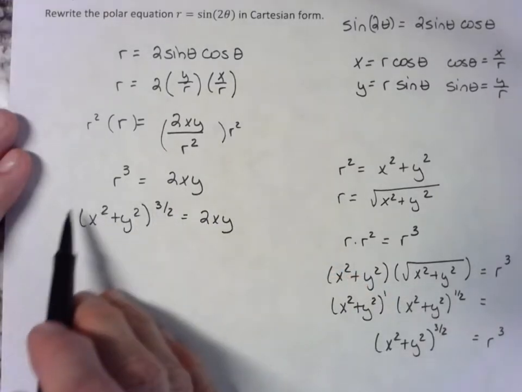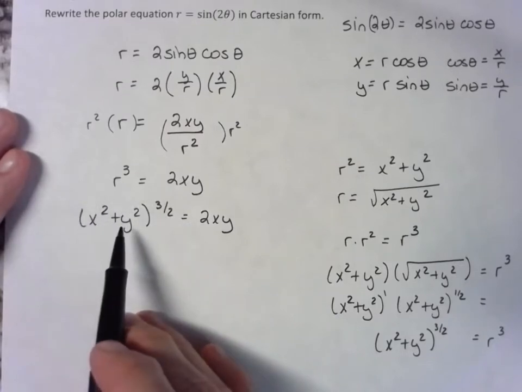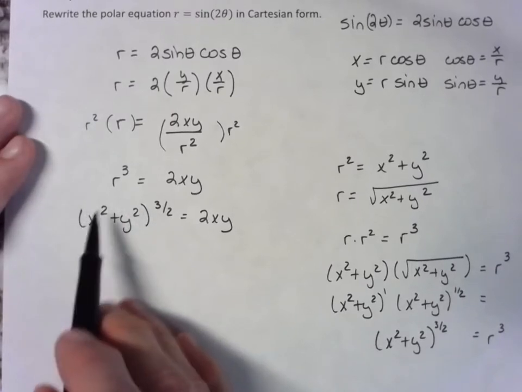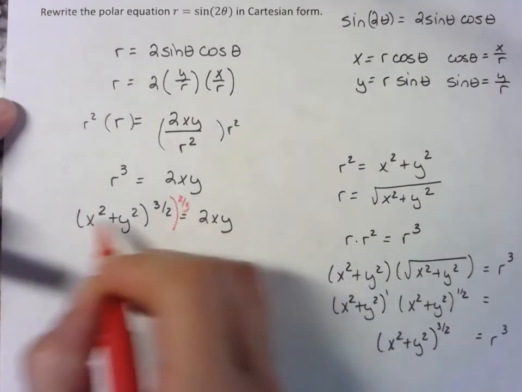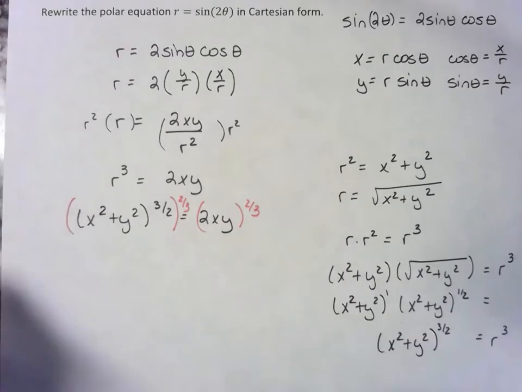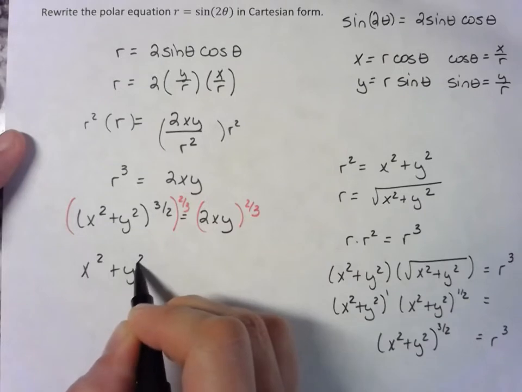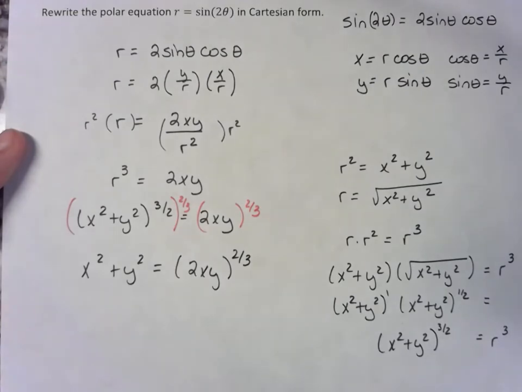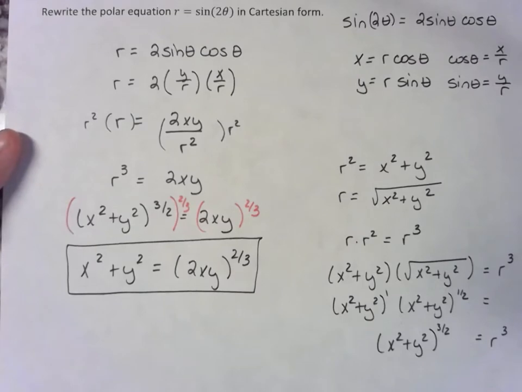Normally you wouldn't want to see something like this in your equation. Normally if you have an x squared plus y squared, it's just that by itself, because that's telling you you have some kind of circular thing going on. So we can raise both sides to the 2/3 power, and we will end up with x squared plus y squared is equal to 2xy to the 2/3 power. We have now written that polar equation into a Cartesian equation.